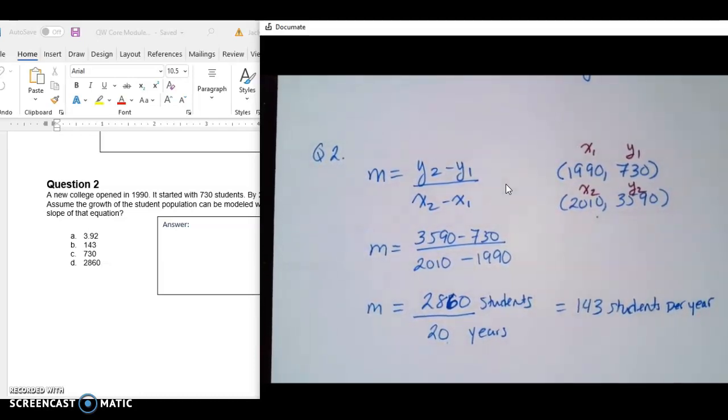So in this example, the units weren't needed, but you will have to use the units to describe the meaning of slope in some of the questions. So here's just another example where you can practice that. So we would see the correct choice be 143.